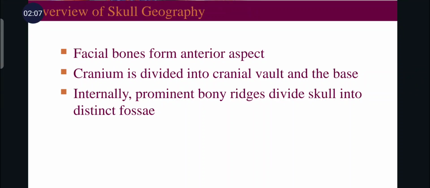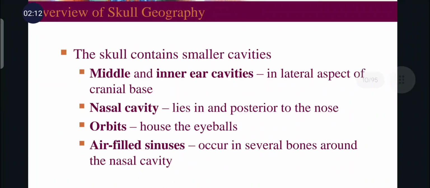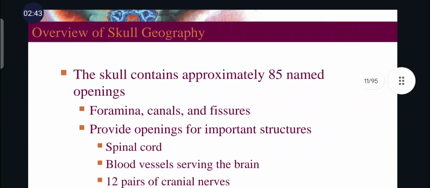Internally, prominent bony ridges divide the skull into distinct fossae. The skull contains smaller cavities such as the middle and inner ear cavities, nasal cavity, orbital cavities, and air-filled sinuses. Middle and inner ear cavities form the base of the cranium. The nasal cavity is where the structure of the nose lies. The orbital cavity houses the eyeballs, while air-filled sinuses are present in several areas around the nasal cavity.